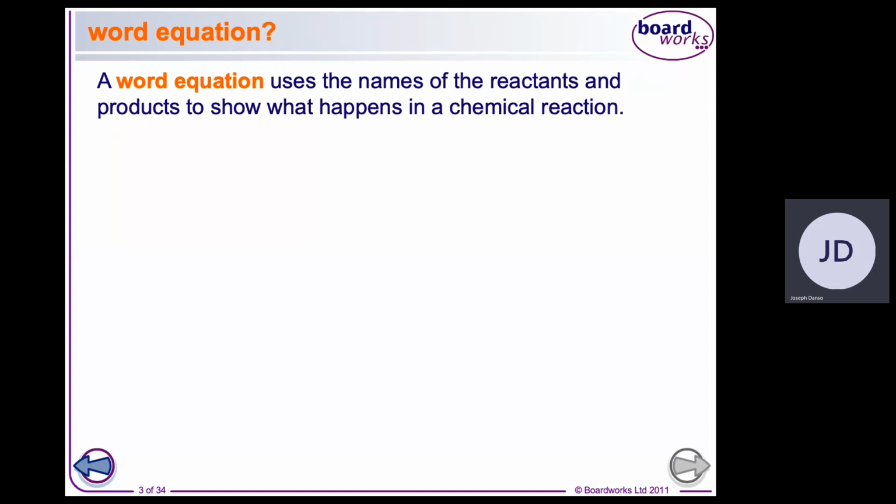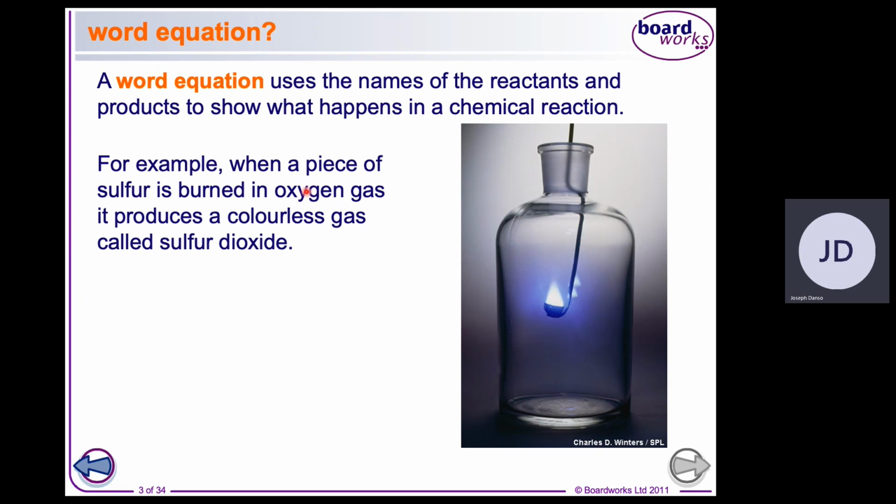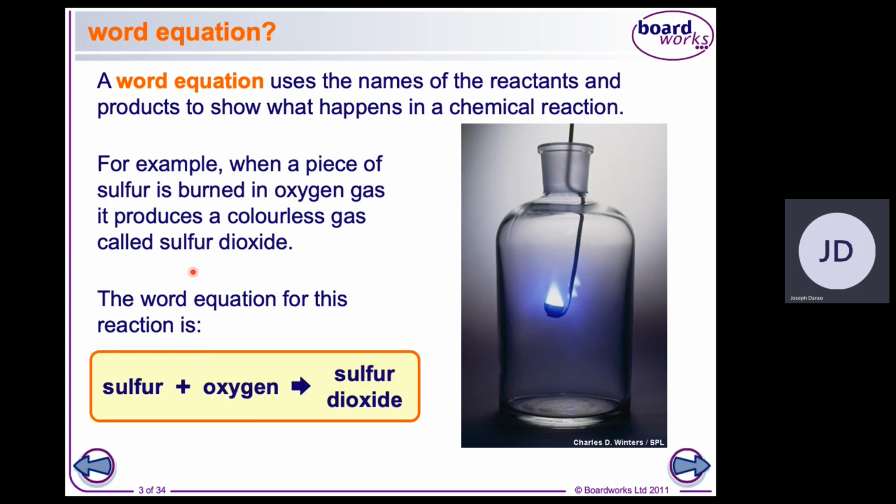All right, so let's have a look at word equation and symbol equation. Word equation uses the names of the reactants and product to show what happened in a chemical reaction. And so the example we want to use is when sulfur reacts with oxygen to produce sulfur dioxide. In this situation, the word equation for such a reaction will just be sulfur plus oxygen producing sulfur dioxide.